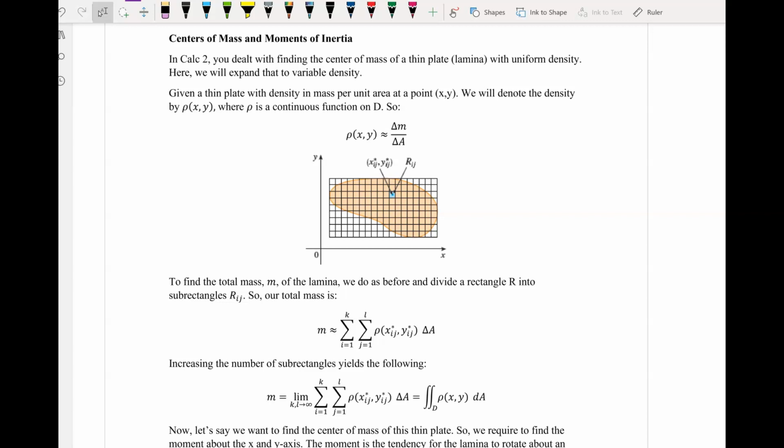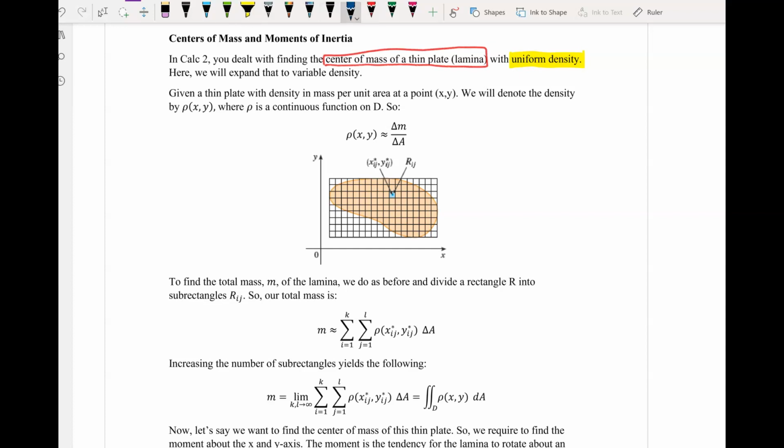So let's talk about an application that you might be very familiar with. Center of mass is a topic that you talked about in Calc 2. In particular, what you were looking for is the center of mass of a thin plate, and usually what we call that is a lamina. In Calc 2, you dealt with thin plates that had uniform density.